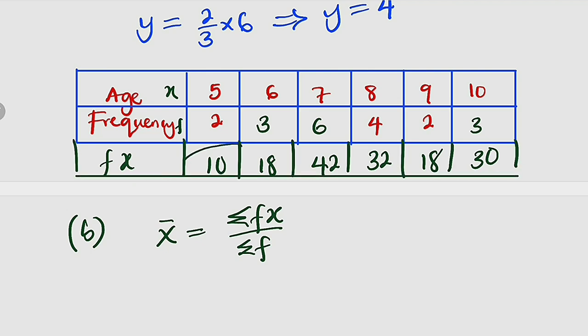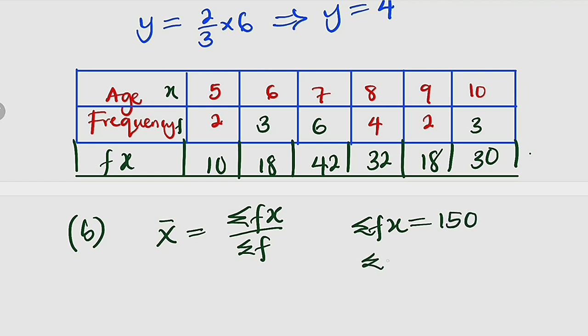So what is the summation of f of x? Let us add all of them together. We have 10 plus 18 plus 42 plus 32 plus 18 plus 30. This is 150. So the summation of f of x is equal to 150.